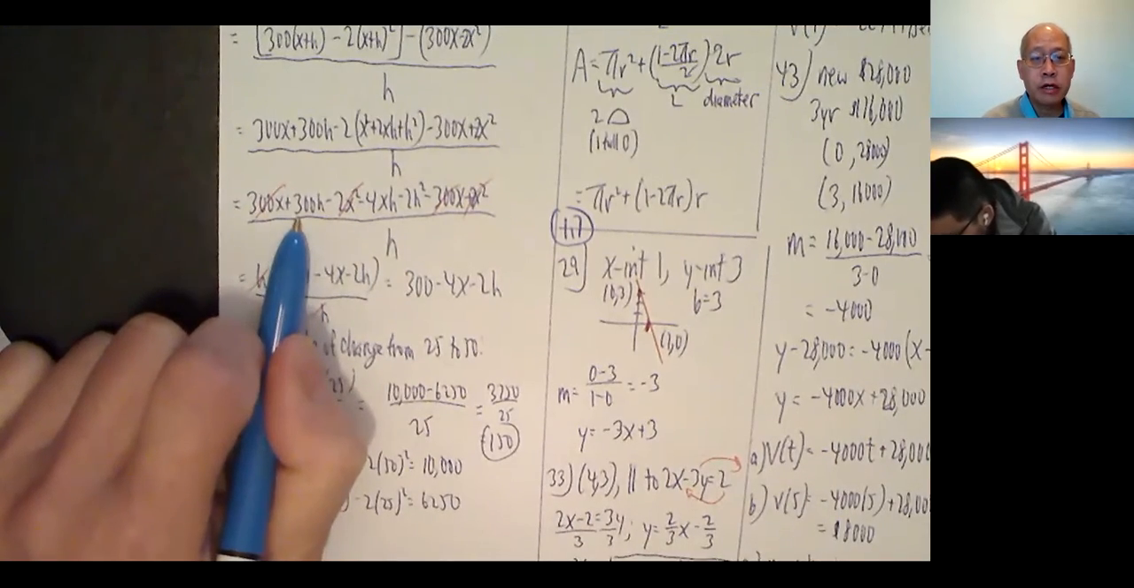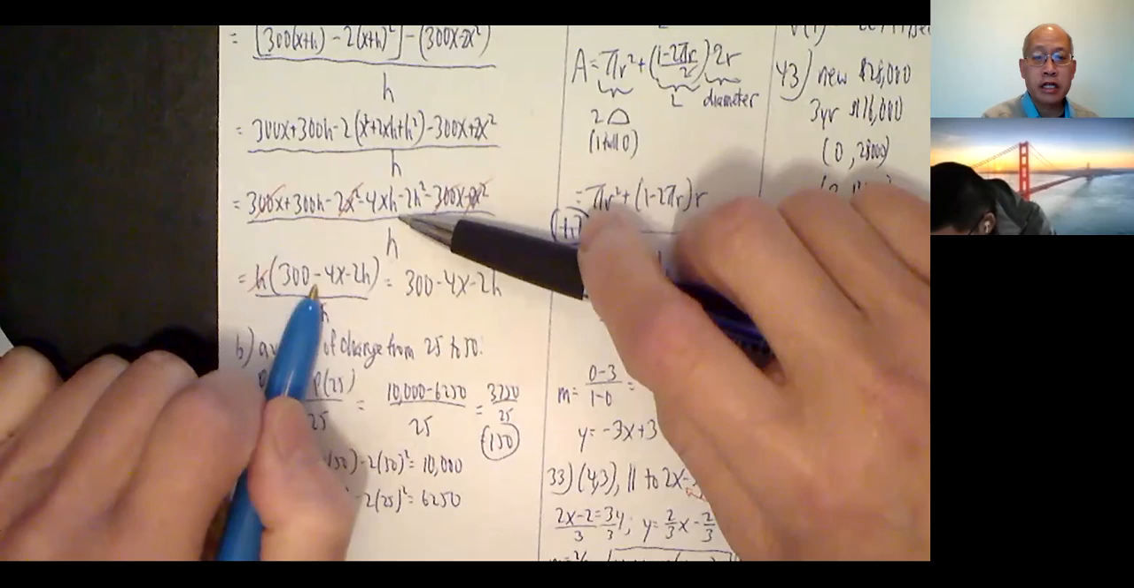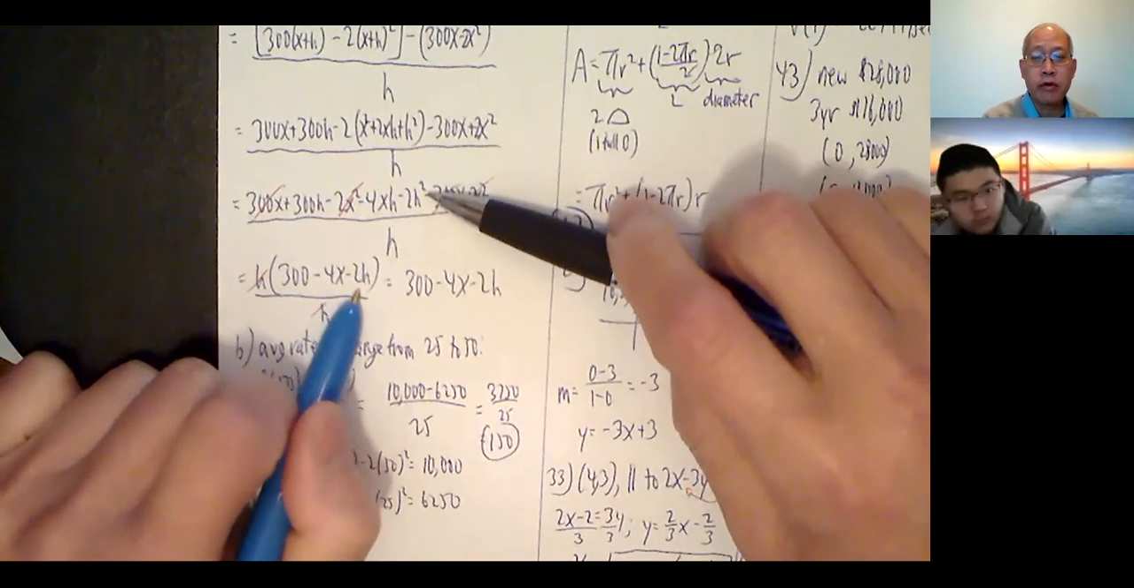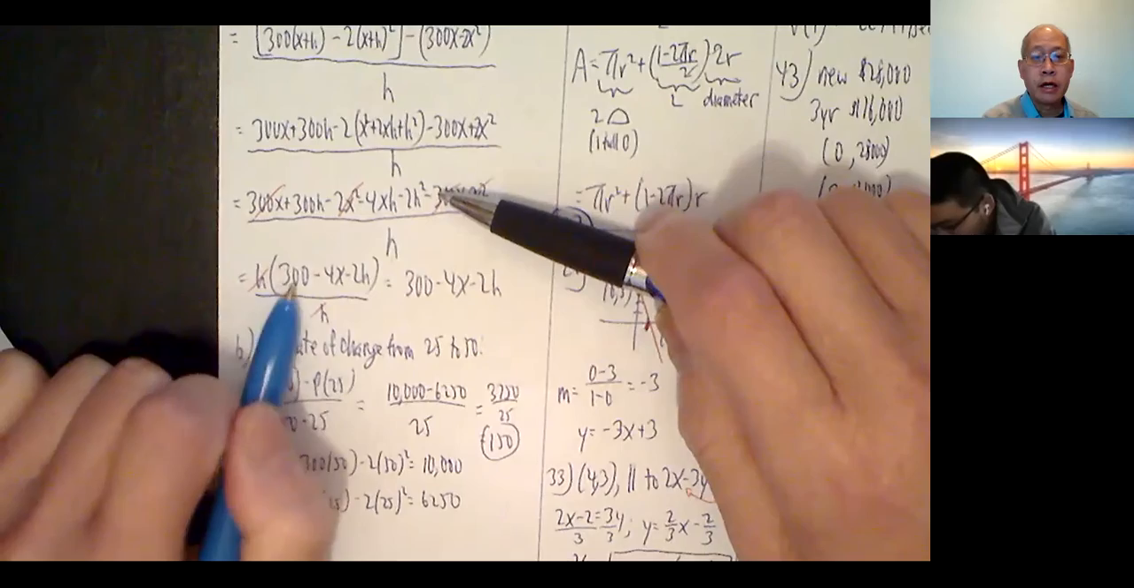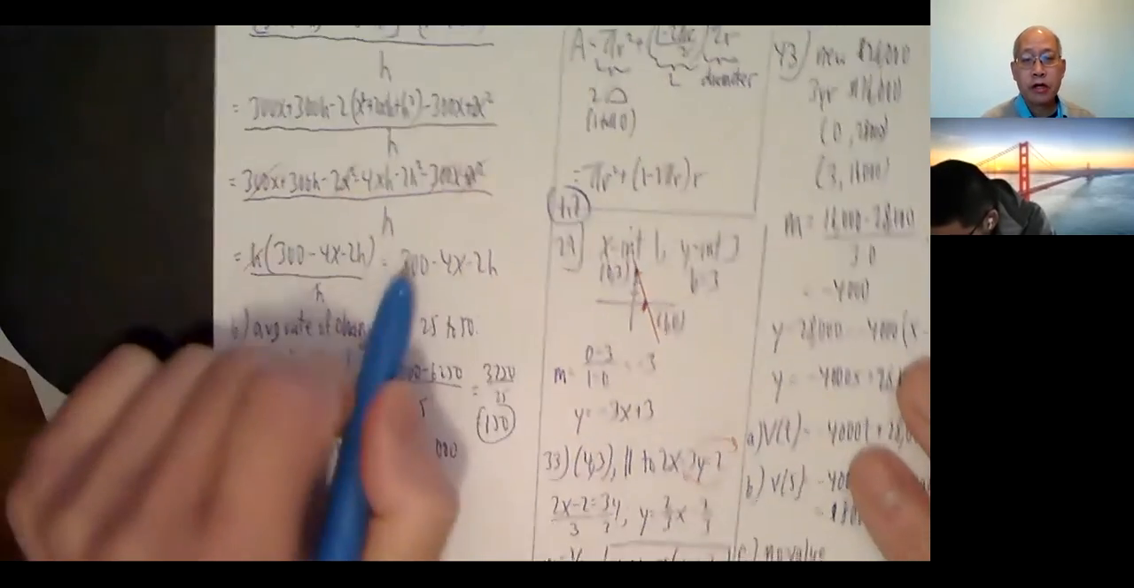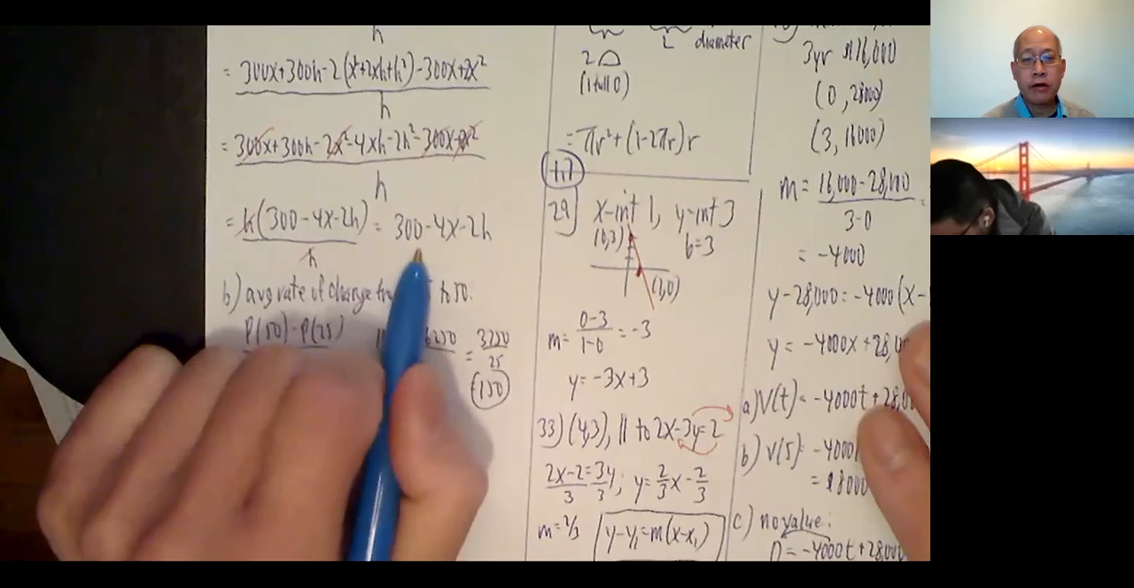That's going to be 300 minus 4x minus 2h. If I take an h from here, there's still one left over. So h times (300 minus 4x minus 2h). And now the h's cancel out. So this is what I have: 300 minus 4x minus 2h.